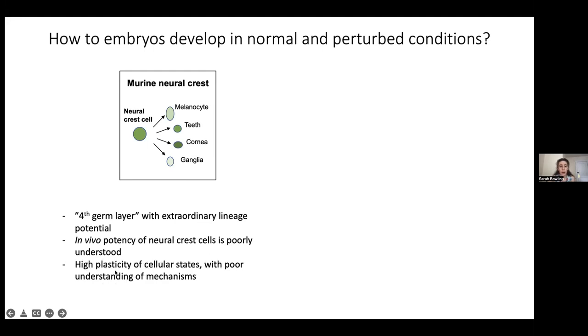And there's also a high plasticity of cellular states in the neural crest, and there's a poor understanding of the mechanisms underlying this plasticity. So I want to use a variety of tools, including barcoding, to really pinpoint the lineage decisions and the mechanisms underlying plasticity in neural crest development.